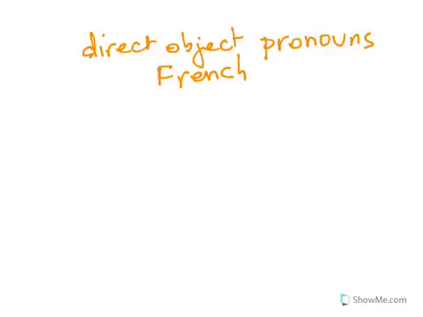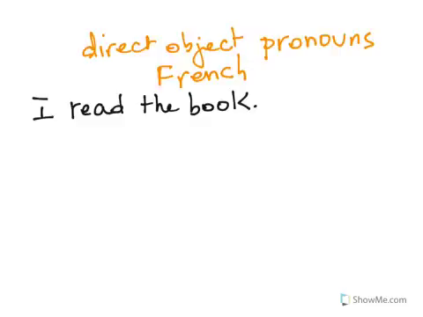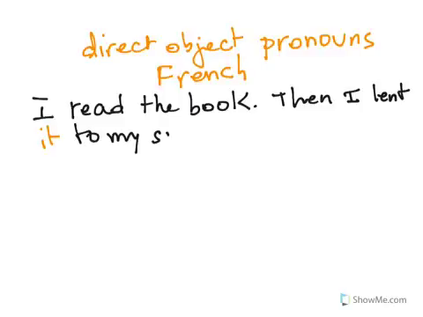For example, we would say, I read the book. And then I want to say, I lent the book to my sister. So I'm going to say, then I lent it to my sister. When I'm saying that, I'm replacing the book by it. It is an object pronoun.